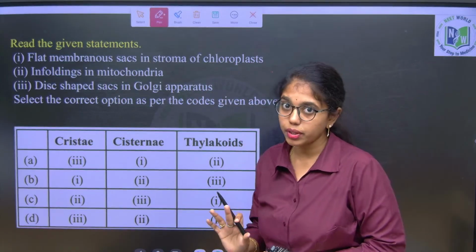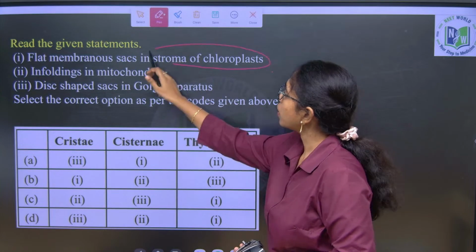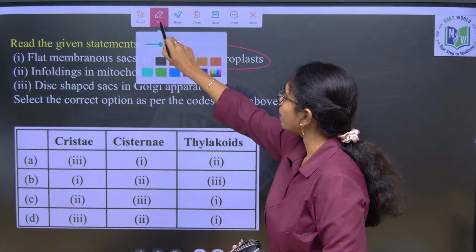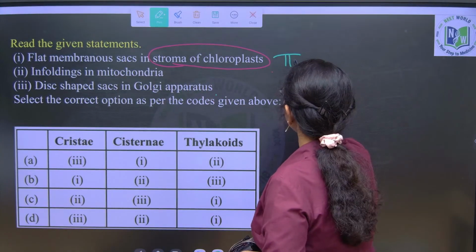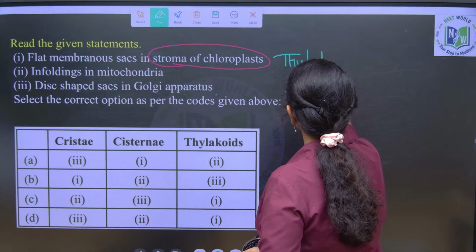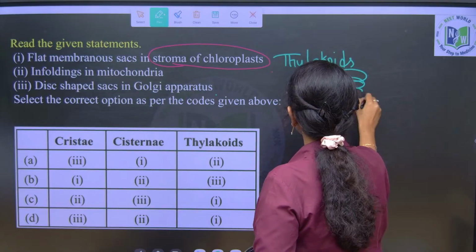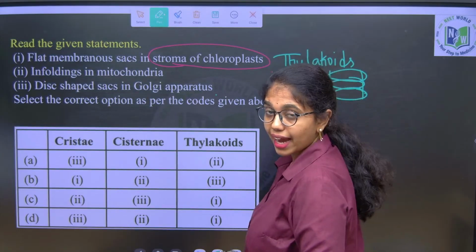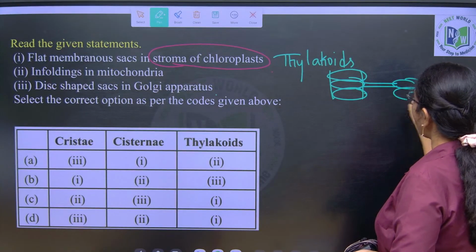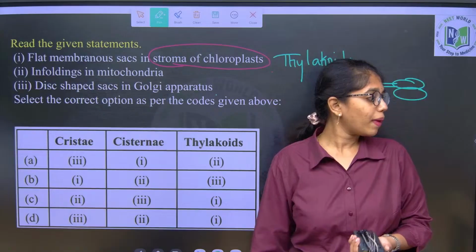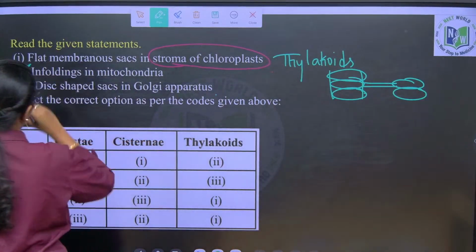and now you should be clear with it. Flat membranous sacs in the stroma of the chloroplast. In the stroma of the chloroplast, flat membranous sacs, you are calling it as what? Thylakoids. These are thylakoids. Stack of these sac-like structures is called grana. And one grana is connected to another grana by what? Stroma lamellae.